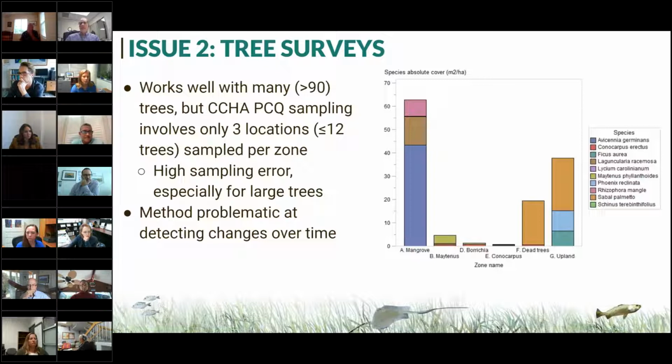We've also found that PCQ is problematic at detecting change over time, because if you return to a spot and a sapling has grown, you have to measure the sapling as the closest tree to that point, and then you wouldn't remeasure that larger tree that might be behind that sapling. And so it can lead to really noisy measurements over time.